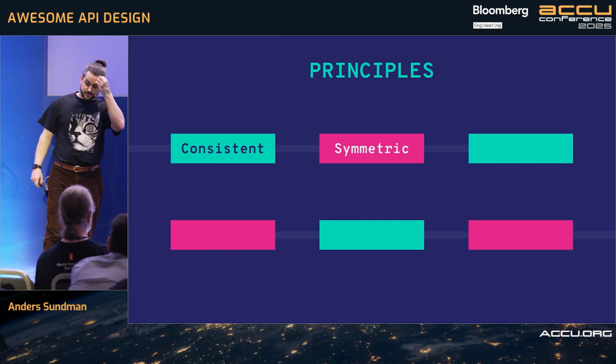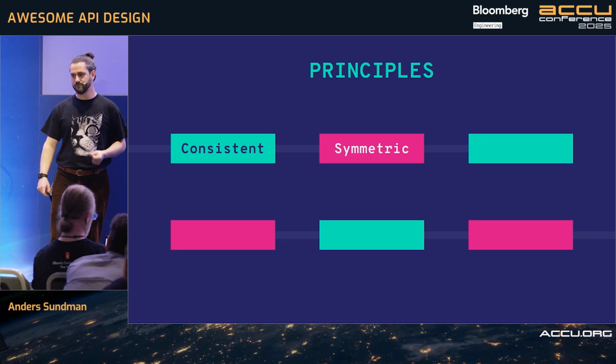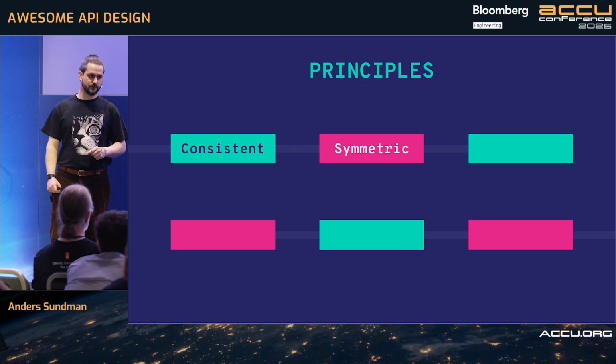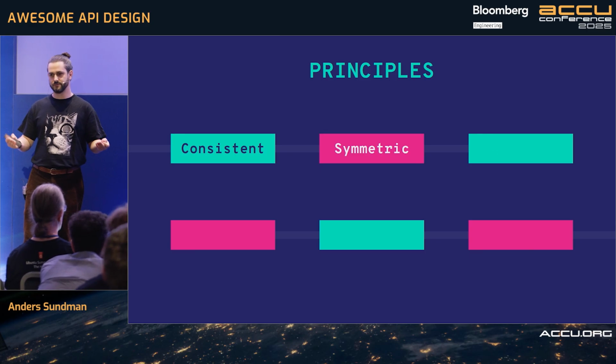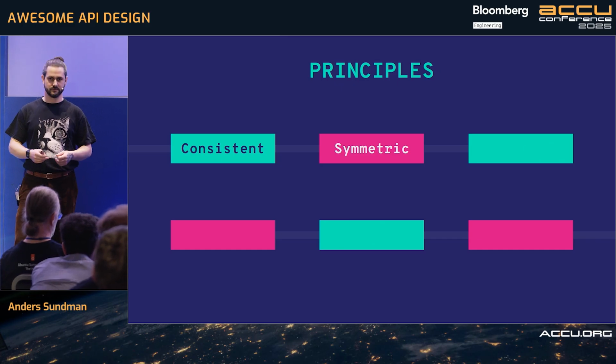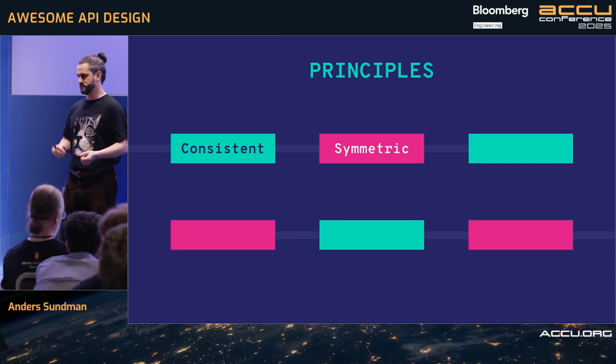A good API is also symmetric. Symmetric helps with predictability. If you have an open function, it's nice if you have a close function. They are opposite words. If you have an open function and you have a destroy function, you are confusing this symmetrical linguistic thing. So try to find opposite words to do opposite things.